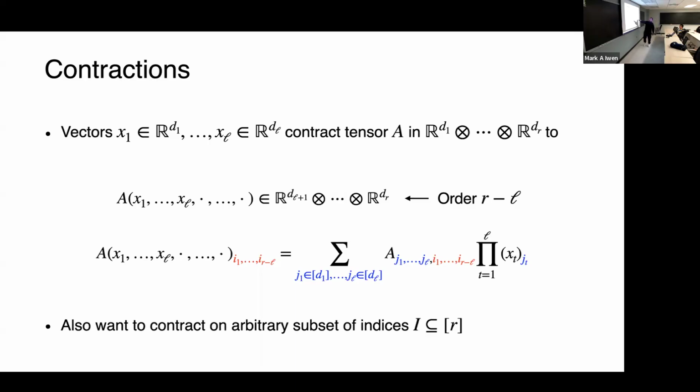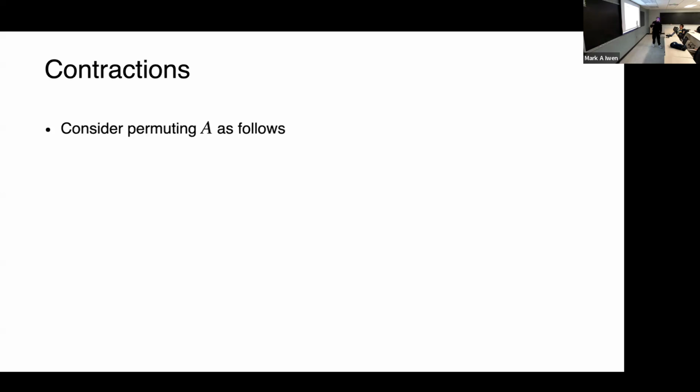Okay, so this notation is nice because I can sum out the first L coordinates, but of course I maybe want to sum out indices that are arbitrary from 1 through R. Or put differently, I just want to contract along arbitrary subsets of indices. So I will define this in a minimally painful way.